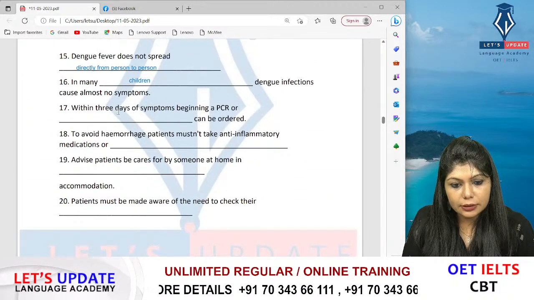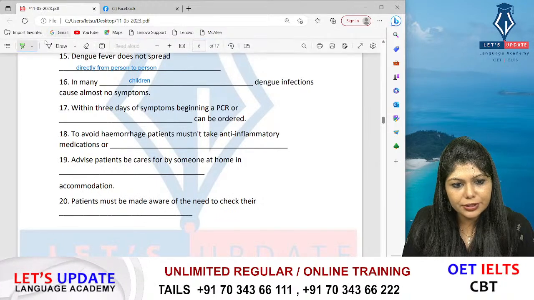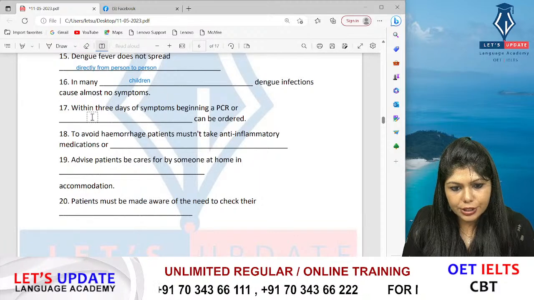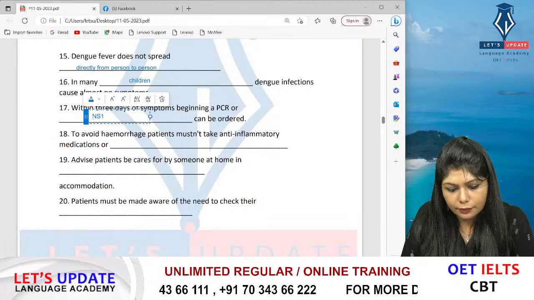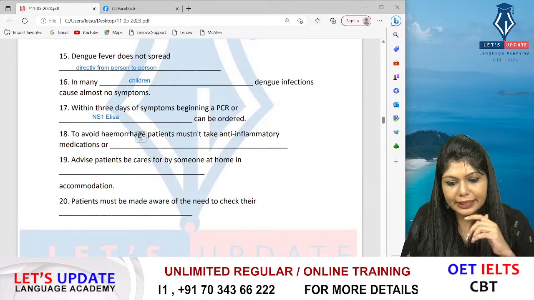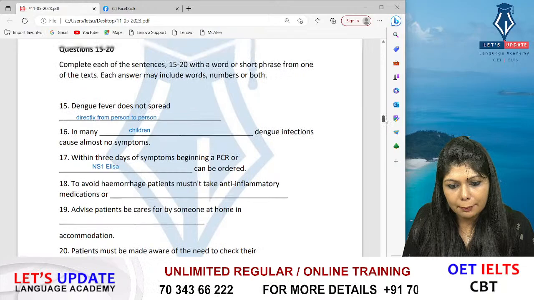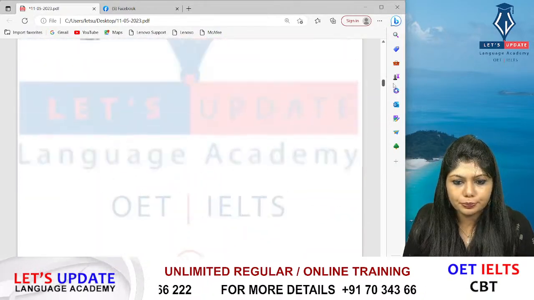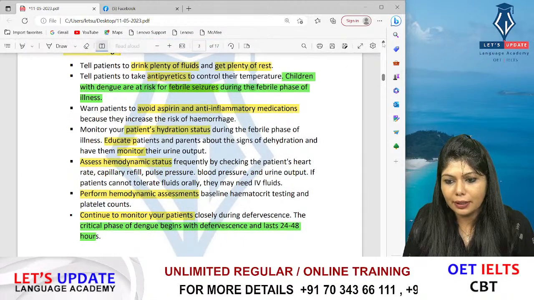Within 3 days, to avoid hemorrhage, patient must take anti-inflammatory medications or dash. So where do you think that information is? Anti-inflammatory medications. Okay, so the mentioning of anti-inflammatory medication, where was that? It was in the last part, right? Yes, it is over here in the D part.